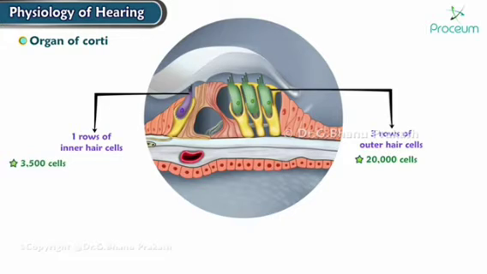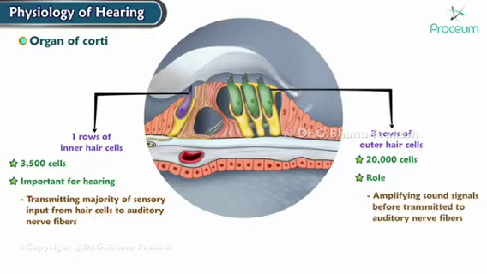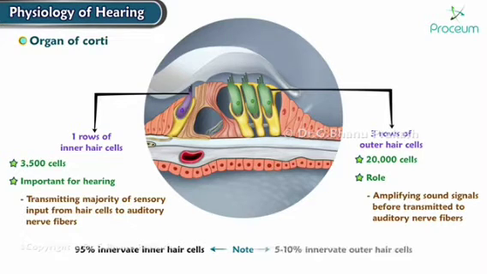However, despite being fewer in number, the inner hair cells are more important for hearing, as they're responsible for transmitting the majority of the sensory input from the hair cells to the auditory nerve fibers. The outer hair cells play a critical role in amplifying the sound signals before they're transmitted to the auditory nerve fibers. Note, 95% of these sensory neurons innervate the inner hair cells. Only 5 to 10% innervate the outer hair cells.